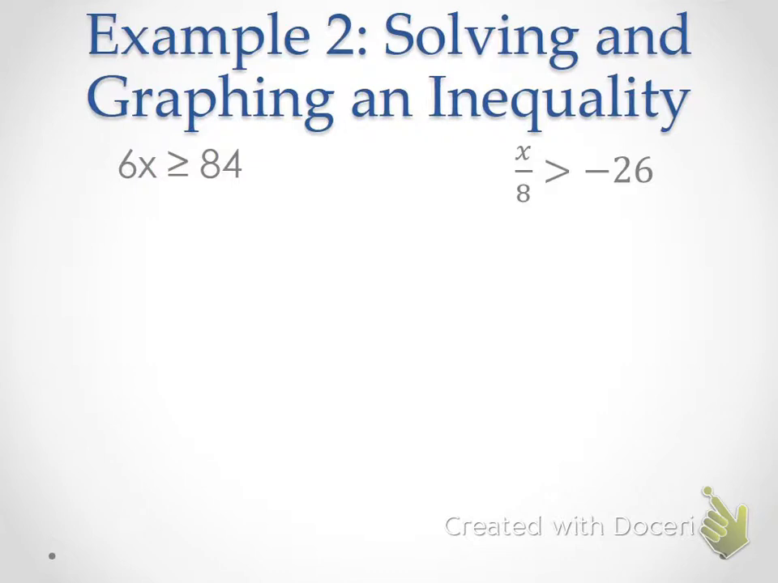So what do I do to both sides on the first one? How do I get x by itself? You divide by 6. What do you do, Malcolm? Yeah, divide by 6, both sides. Divide by 6, both sides. 14. Did you get 14? Who got 14? Raise your hand.